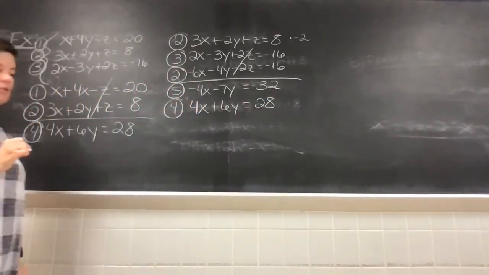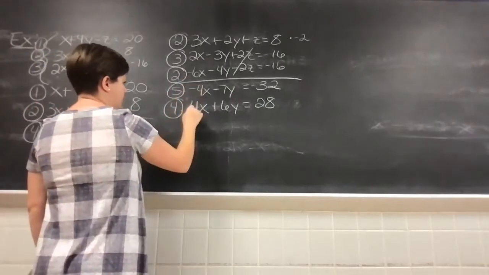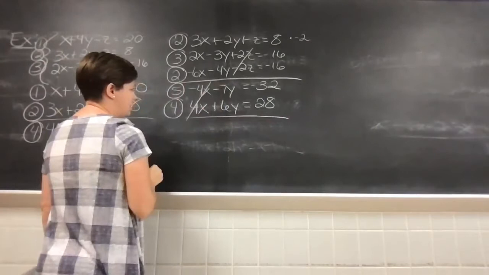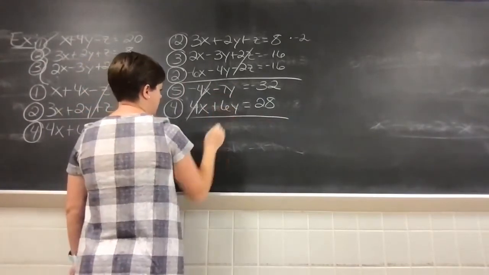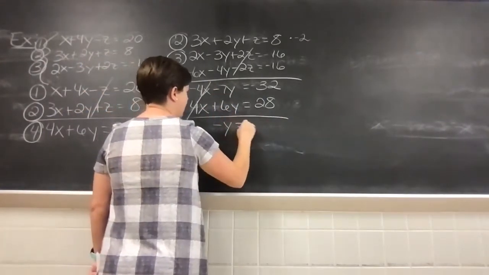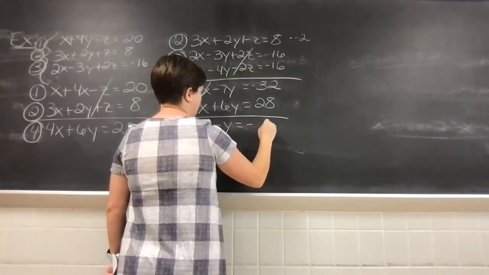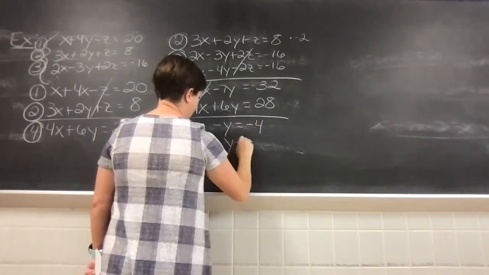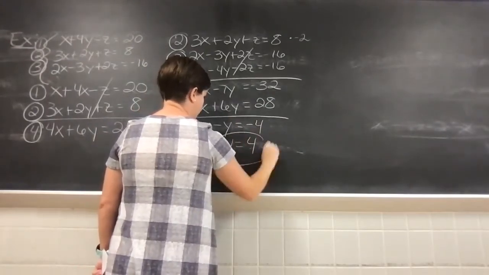Well, look at your x values. We have a negative 4x and a positive 4x. So these are already ready to add. That makes it nice. So we have a negative 7y and a positive 6y. We have a negative y equals a negative 4. Multiply both sides by negative 1, we get y equals 4.